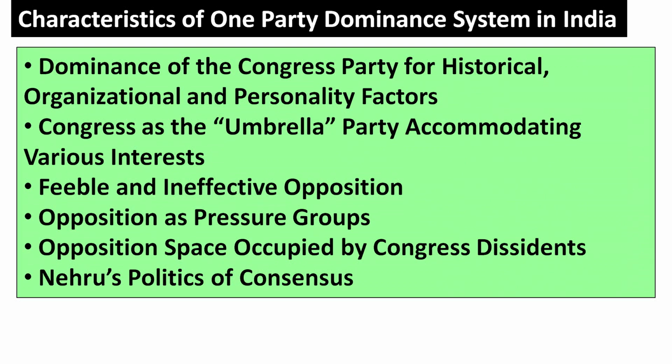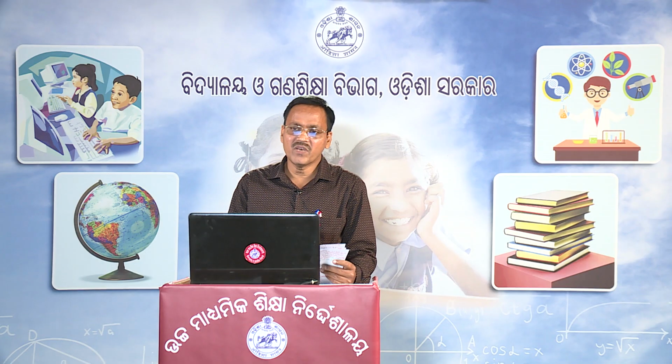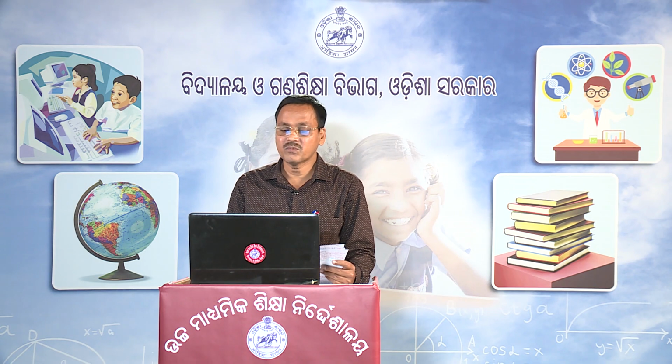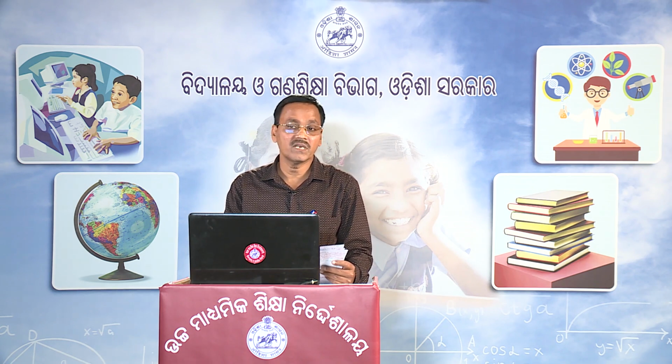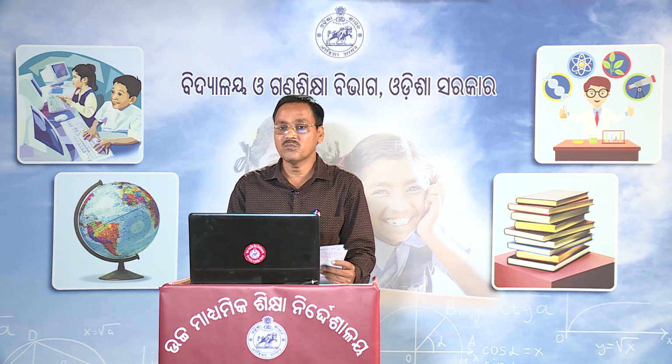Another important factor is the personality factor, as we already said: Mahatma Gandhi, Sardar Vallabhbhai Patel, Jawaharlal Nehru, Motilal Nehru, Lala Lajpat Rai, Bipin Chandra Pal, and many more top leaders of the Congress. They had a charismatic personality, and they influenced the political system of the country. The people had some sort of attachment towards different leaders, and they cast their vote accordingly.